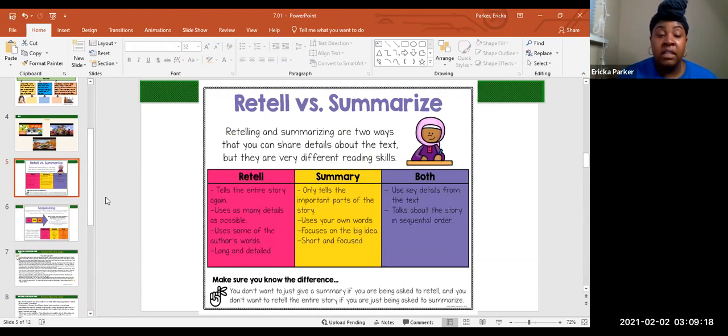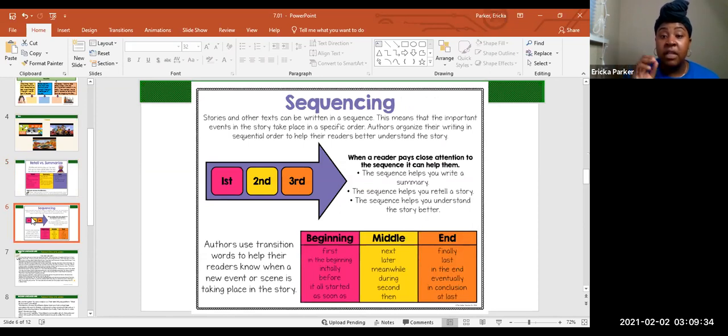When we retell the story, it tells the entire story again. You try to use as many details as possible and use some of the author's words. Sometimes it's very long and detailed. Now, the sequencing. Sequence helps you understand the story better. Sequence helps you retell a story. Some of the words that are used in sequencing are first, in the beginning, next, later, second, then, and some other words that are used in sequencing are finally and last.